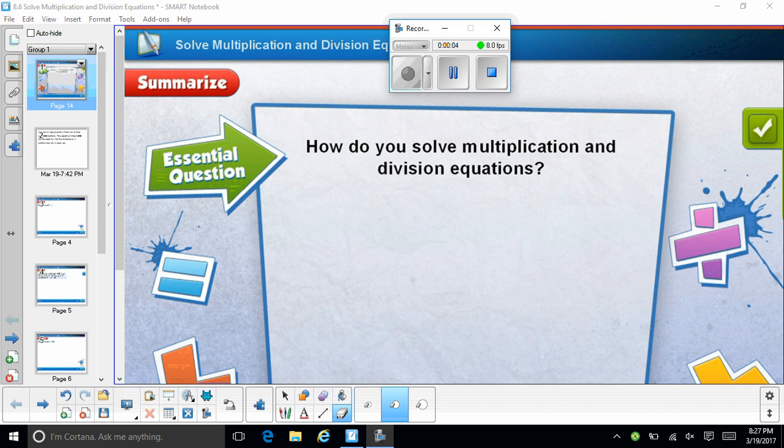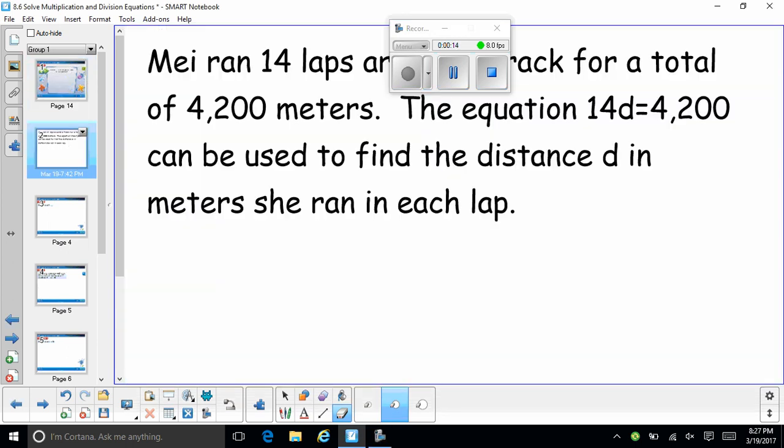Lesson 8.6, Solve Multiplication and Division Equations. In this lesson, we're going to discuss how we can solve multiplication and division equations using the inverse property. Let's go ahead and get started.